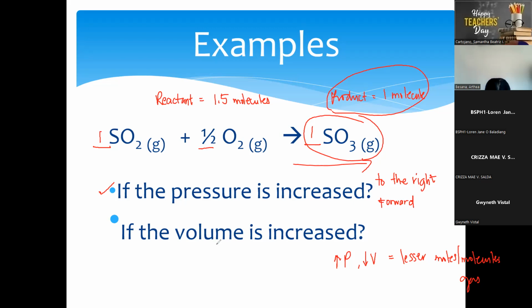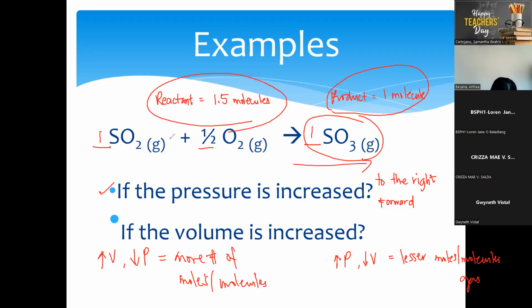Okay? So how about if the volume is increased? Ano sabi ko kanina? Pag mag-increase ang volume, what will happen to the pressure? Bababa. Mag-decrease po, ma'am. Okay, very good. Mag-decrease si pressure. So ano yung rule natin for this? Saan yung ating shift of the equilibrium? Doon sa greater number po. Sa reactants, ma'am. Okay, moles or molecules ng gas. So saan yon? Dito sa reactant.